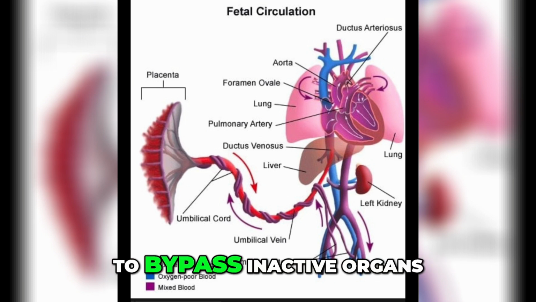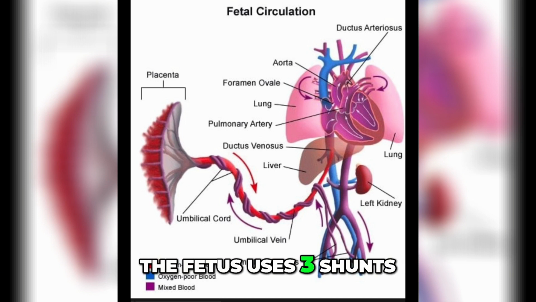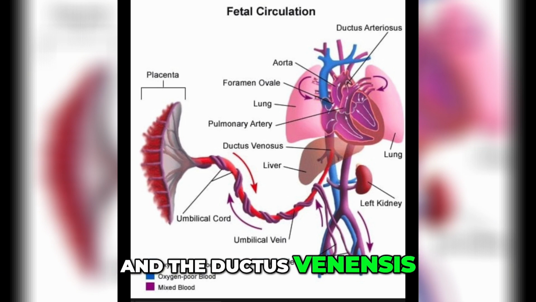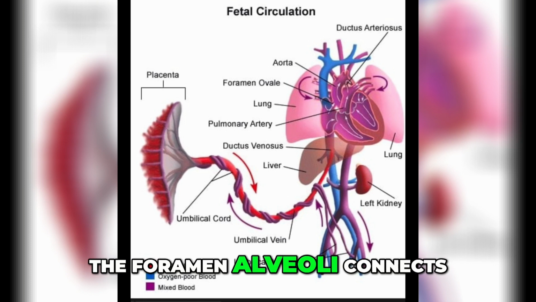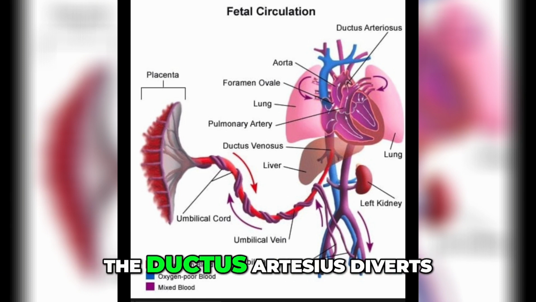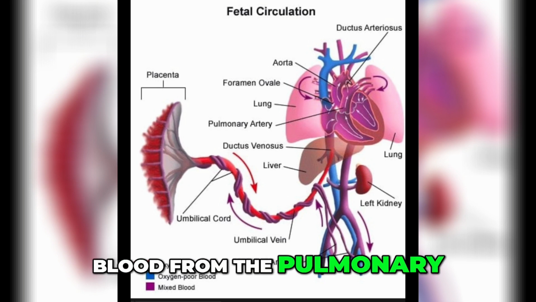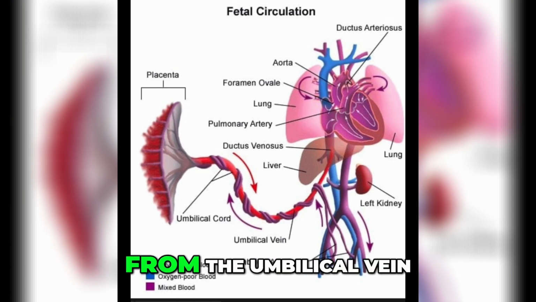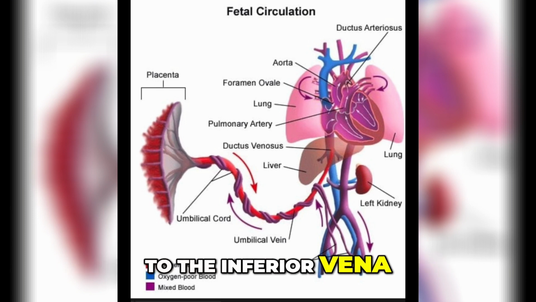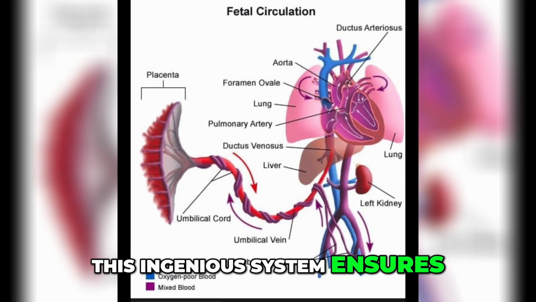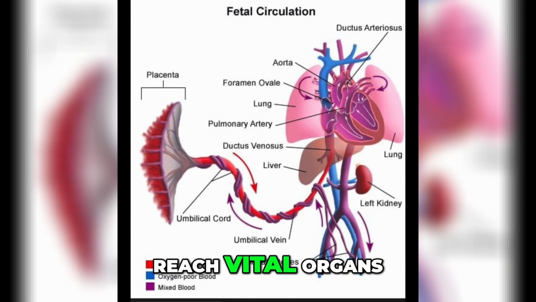To bypass inactive organs, the fetus uses three shunts. These shunts are the foramen ovale, the ductus arteriosus, and the ductus venosus. The foramen ovale connects the right and left atria, which bypasses the lungs. The ductus arteriosus diverts blood from the pulmonary artery to the aorta. The ductus venosus directs blood from the umbilical vein to the inferior vena cava, which bypasses the liver. This ingenious system ensures that oxygen and nutrients reach vital organs, like the brain.